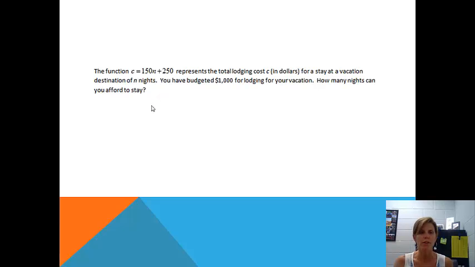All right, number one, the function c equals 150n plus 250 represents the total lodging cost c in dollars for a stay at a vacation destination of n nights. You have budgeted $1,000 for lodging for your vacation. How many nights can you afford to stay? This is actually very similar to a problem that you saw on your Chapter 0 quest, where we ended up guessing and checking. Well, this is going to take the guesswork out of it.